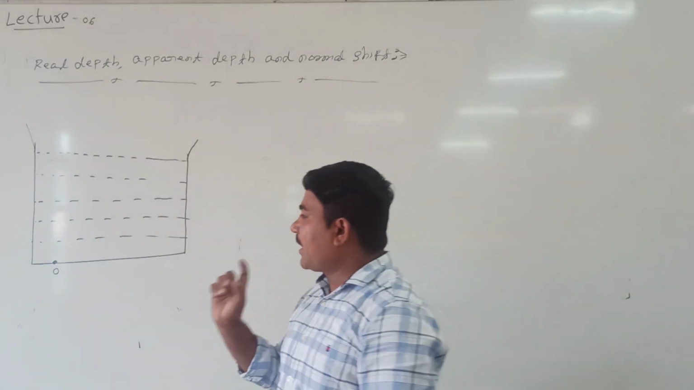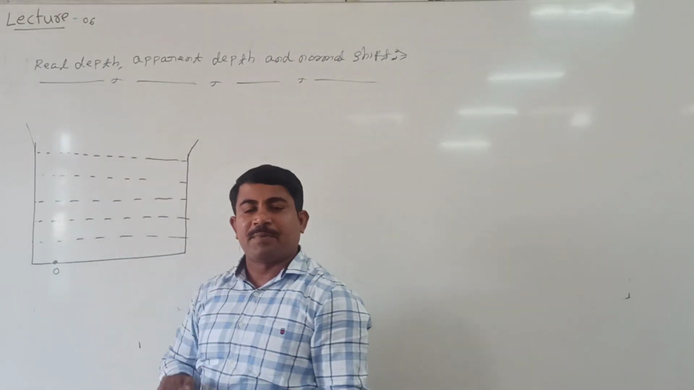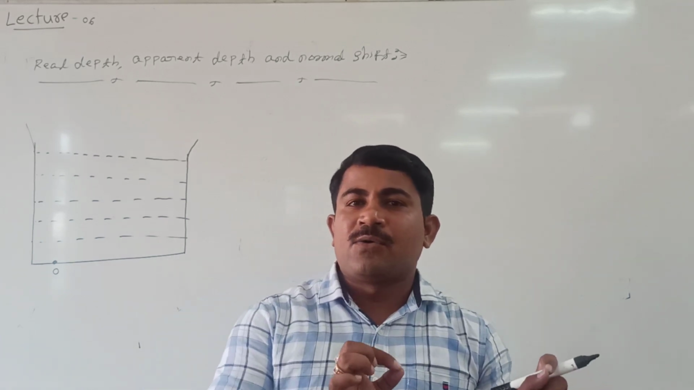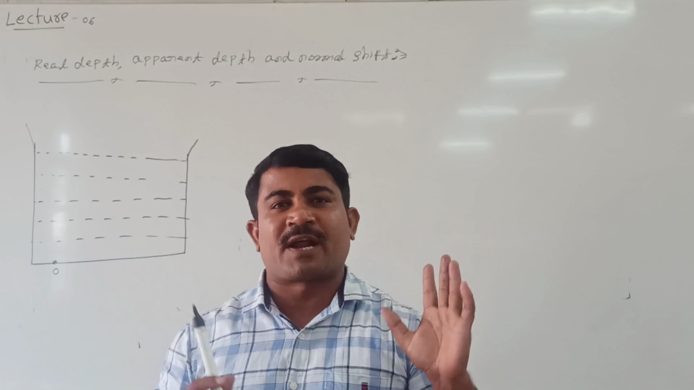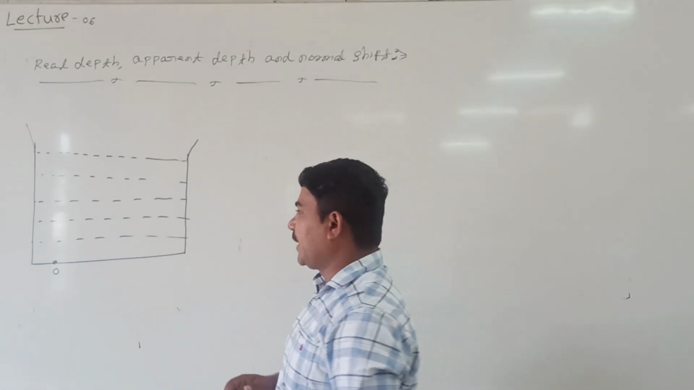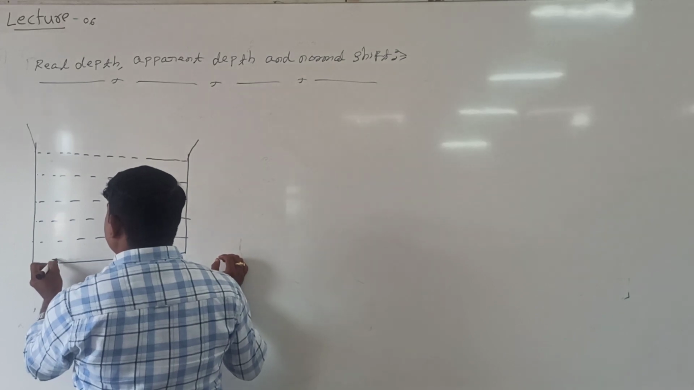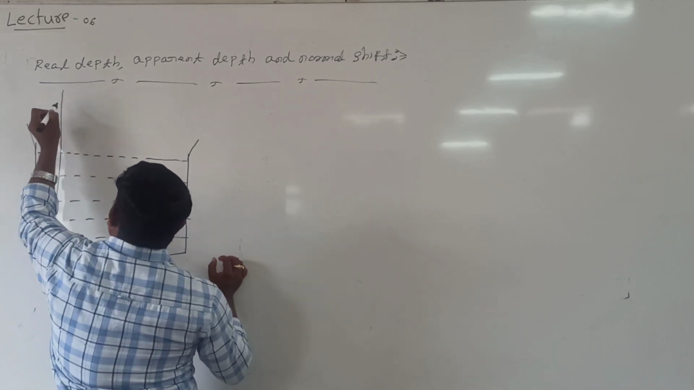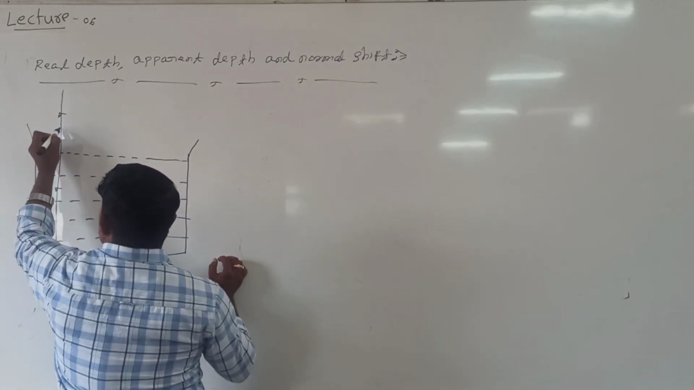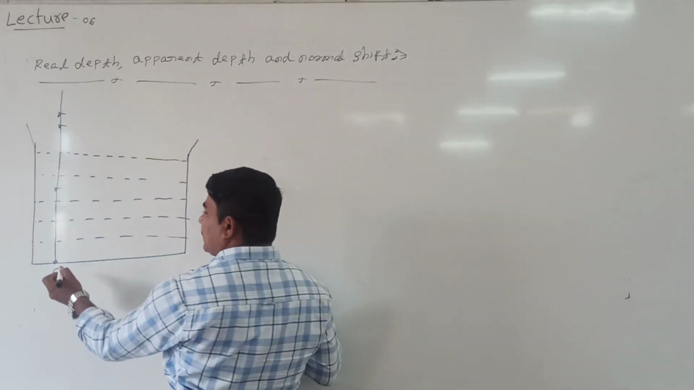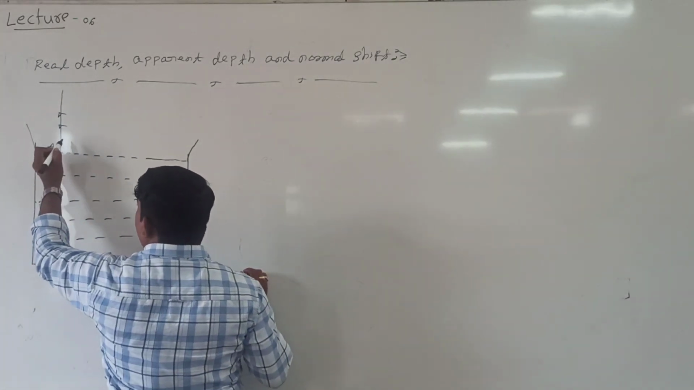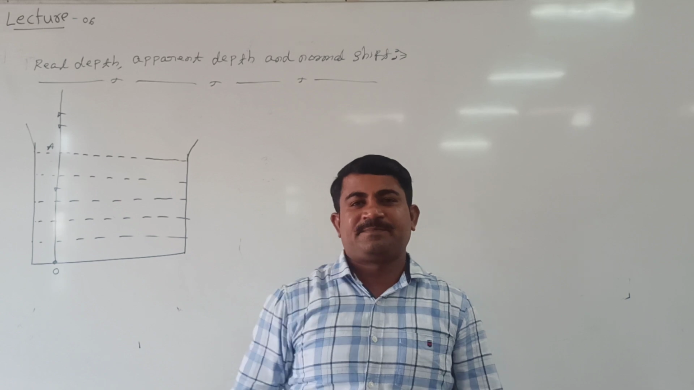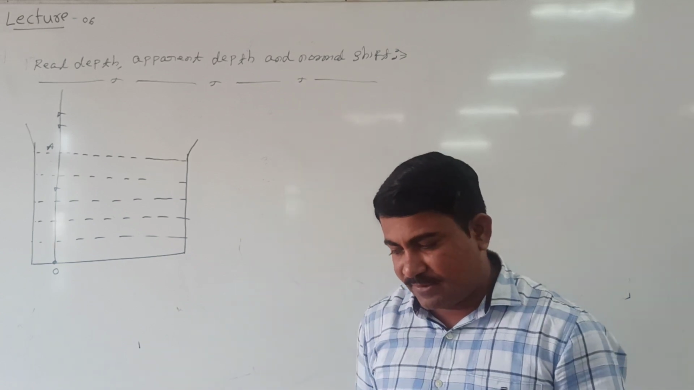When a ray of light goes from this coin perpendicular to the surface, the ray of light is never deviated, because we already know that when a ray of light goes perpendicular to the surface, it is never refracted. Instead, the ray of light goes along the same path. The ray of light goes along the direction of OA. This OA we are calling the real depth of the coin.